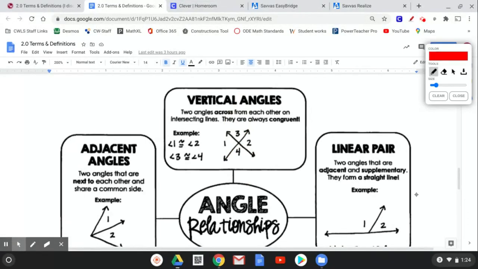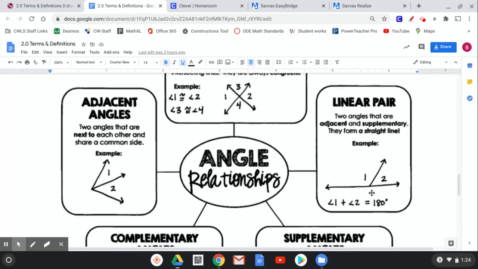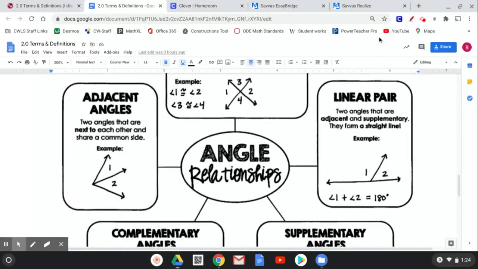So next I want to go over is adjacent and linear pair. If we start with adjacent, it just means next to. It's just an old word that we use, like your grandma probably calls things adjacent. Mine does. She's like, oh yeah, that's adjacent to this. It's an older word that we don't use too much, so it's not in our vocabulary, but it just means next to. So angle 1 and 2 are just next to each other.